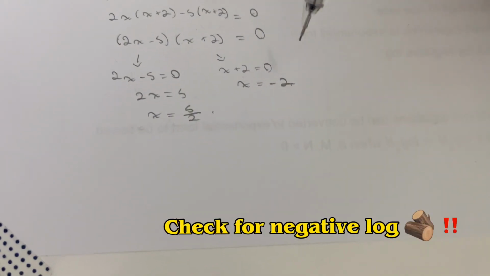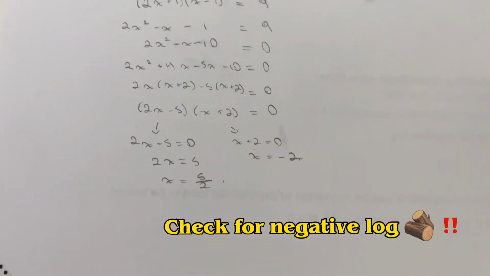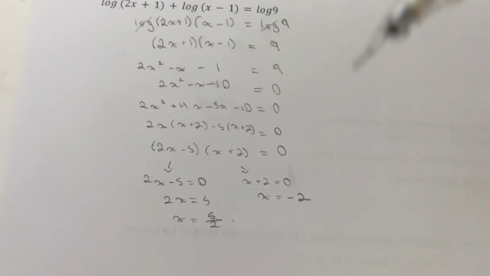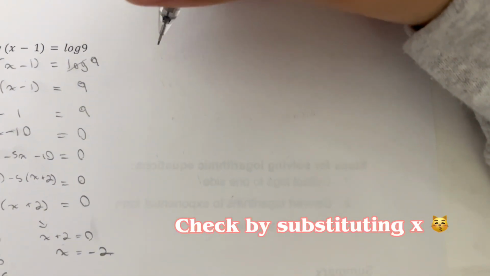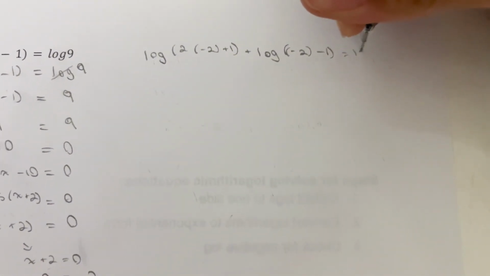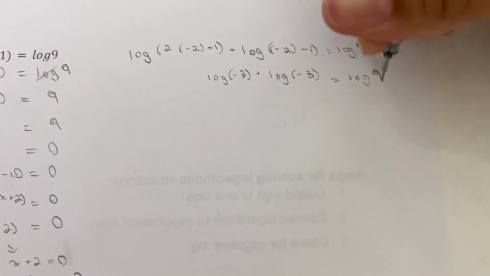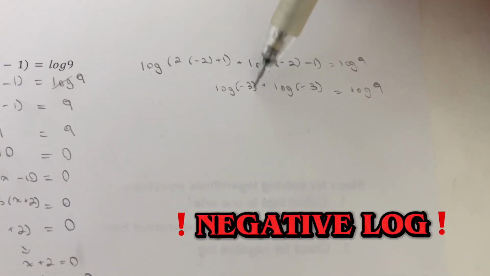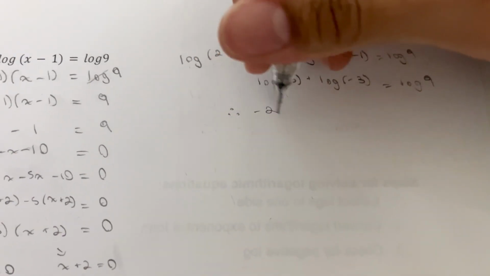What we have to do now is check to see if any of these would result in a negative log. You cannot log a negative number, and that answer will be invalid. So we have to check for the validity of the answers. What we do that is by substituting the x with the answers. We can start with negative 2. So log (2(negative 2) plus 1) plus log (negative 2 minus 1) equals log 9. Log negative 3 plus log negative 3 equals log 9. We have here a negative log, and if you try to put a negative log in your calculator, you'll see that it shows up as an error. Therefore, negative 2 is invalid.